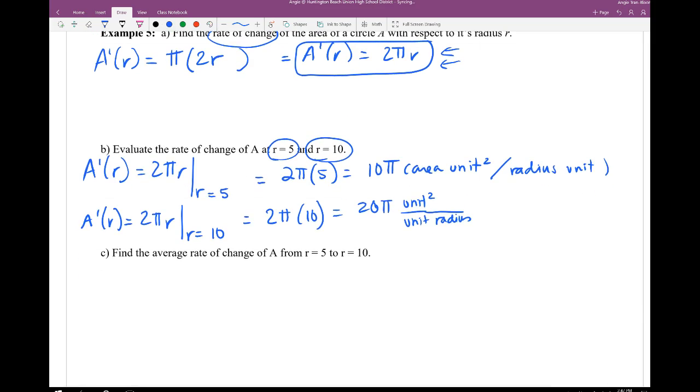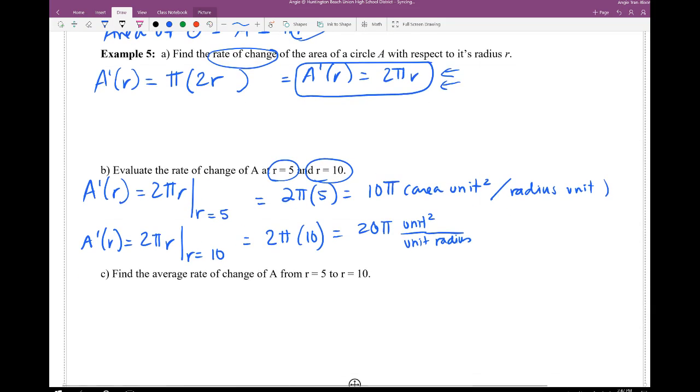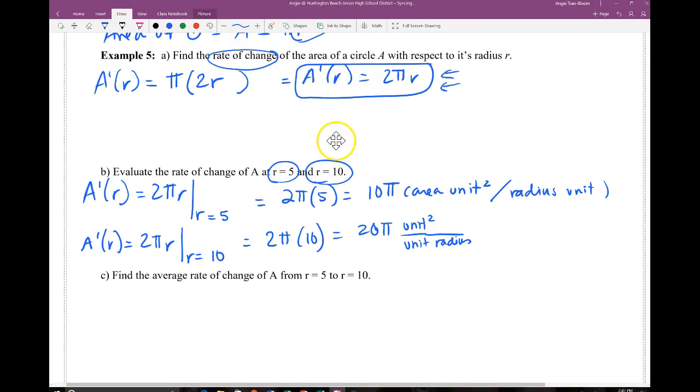Part C. Find the average rate of change from radius 5 all the way to radius 10. The average rate of change is different. I want you to remember it's not the same as the rate of change.